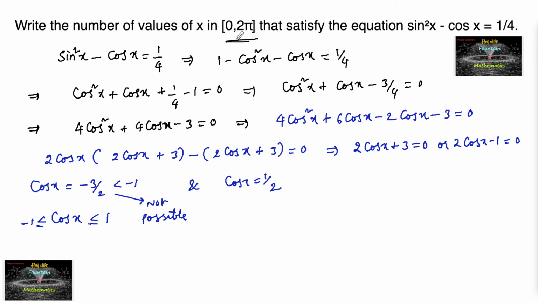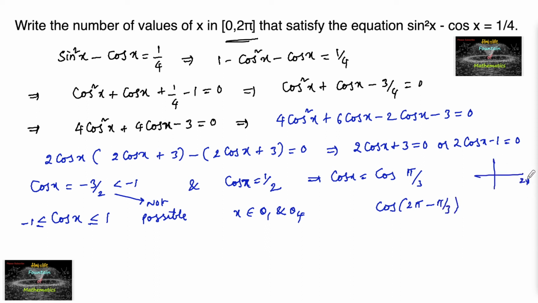Since x is in the interval 0 to 2 pi, cos is positive in the first quadrant and fourth quadrant. So either it can be in the first quadrant, say cos x is equal to cos pi by 3, since cos 60 degrees is 1 by 2, and also in the fourth quadrant we can consider cos of 2 pi minus pi by 3. For the fourth quadrant it is 2 pi minus theta. So we can write here 2 pi minus pi by 3, which is 6 pi minus pi by 3, that is 5 pi by 3.